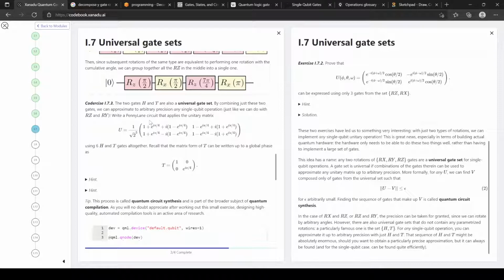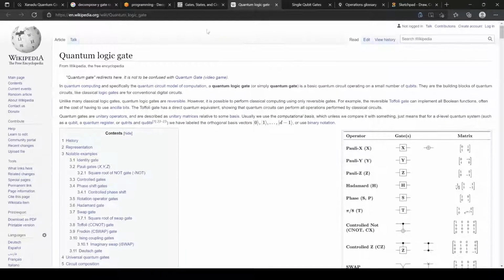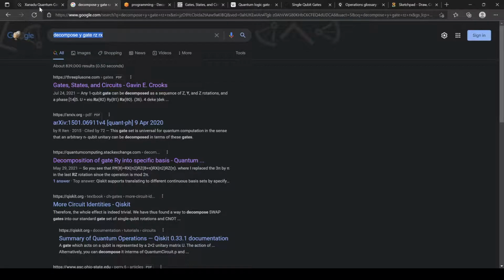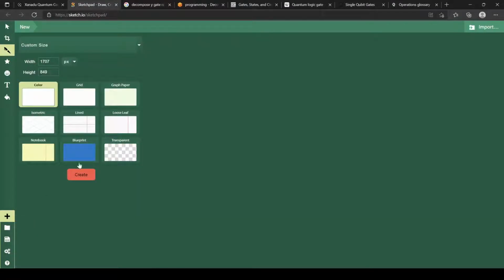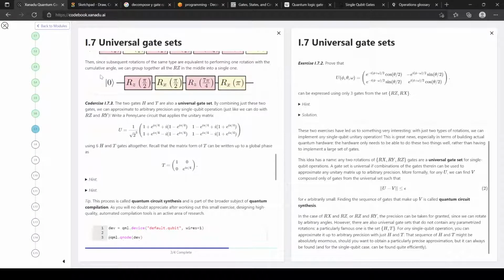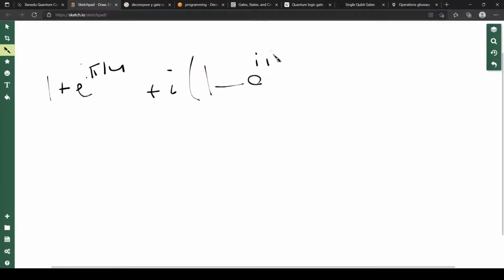1 plus e to the i pi over 4, cosine of pi over 4. Let me look up. No, I don't need to look that up. Okay, so maybe I gotta do this out because I'm just curious now. Let's see. So we have 1 plus e to the i pi over 4, minus, sorry, plus i times 1 minus e to the i pi over 4.